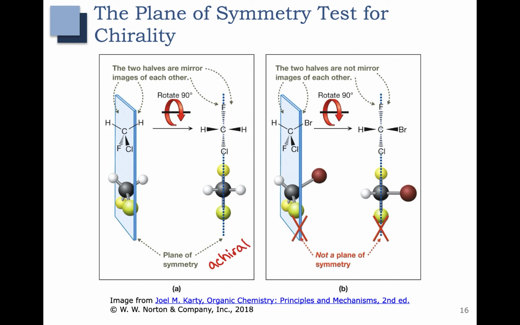The molecule on the right does not have a plane of symmetry. You can see that the left side over here is different from the right side. This is very clear in the top view as well. The left side is different from the right side. This molecule does not have a plane of symmetry, so this molecule is chiral.